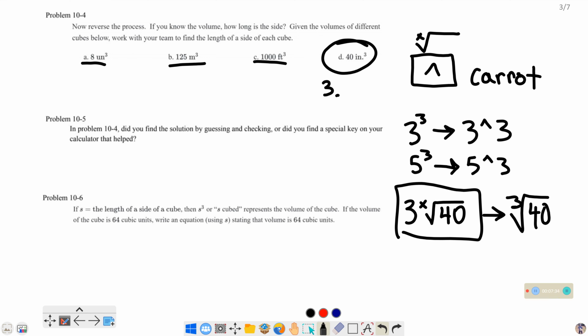Problem 10-6. If S is the side length of a cube, then S to the third power, or S cubed, represents the volume of the cube. Go ahead and write S cubed. If the volume of the cube is 64 cubic units, write an equation using S, stating that the volume is 64. Well, if the volume is S cubed, and the volume is 64, that is how we write an equation stating the volume is 64 cubic units.